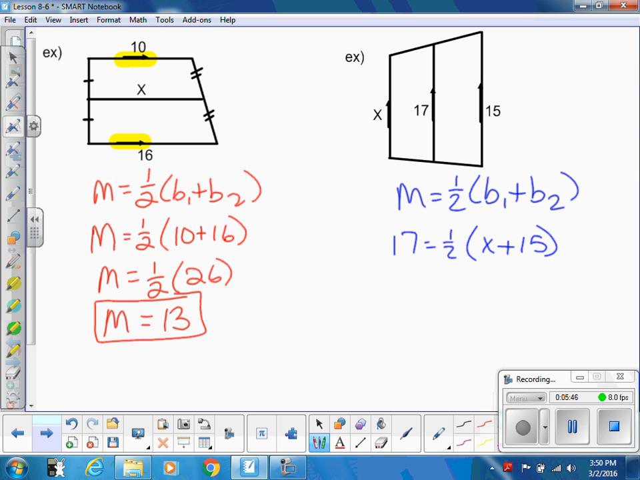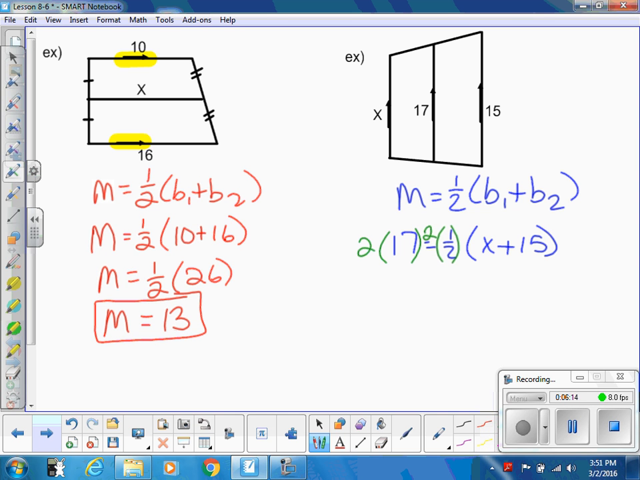That's going to equal 1/2 of the x plus the 15. Now, first reaction usually here would be distribute. However, if I distribute it, I'm going to get 1/2 x and 15 halves, wouldn't I? And that's going to get really, really messy. Always remember, to get rid of a fraction, I can multiply by its reciprocal. Well, the reciprocal of 1/2 is 2.